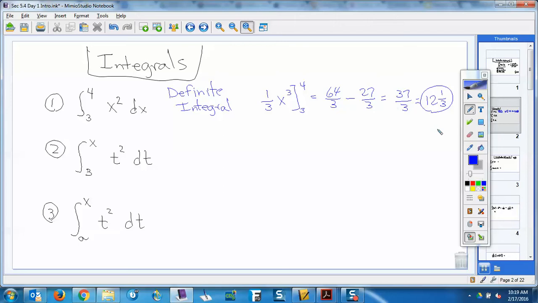So that's just a fixed piece of area. It's a numeric answer. That's called a definite integral. Okay? Now, what was this? If we know the left edge, but we use an X here for the right edge, which then means, of course, we got to use something else down here.